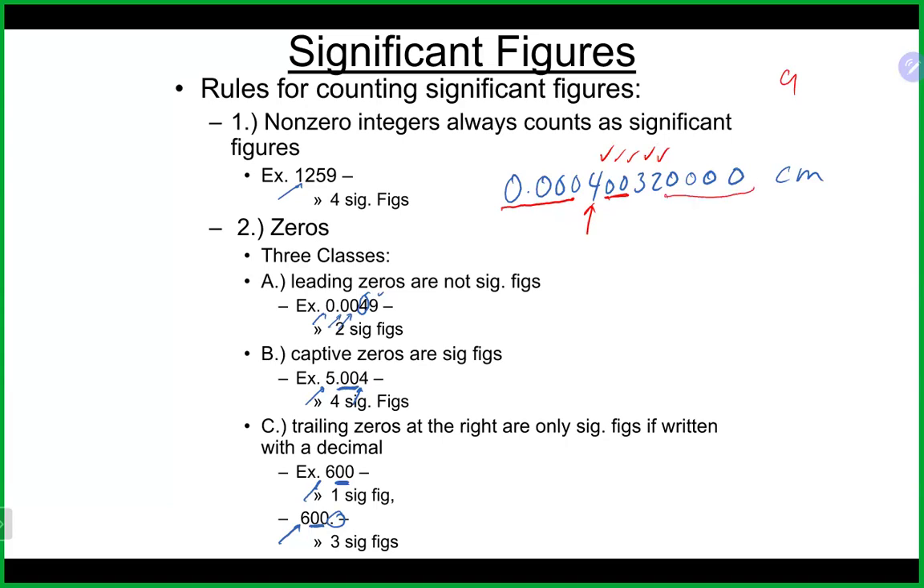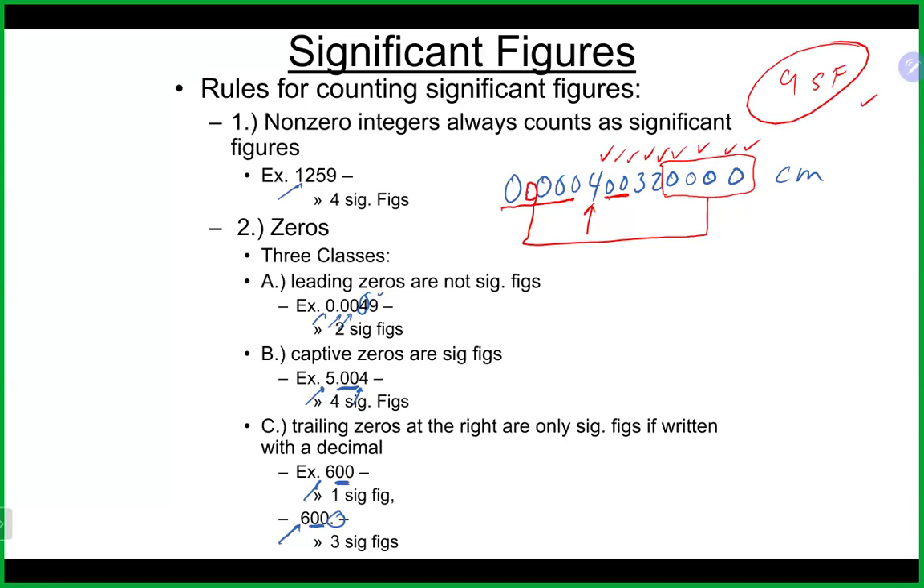That now brings us to the 4-pack of zeros at the end. Are they significant? The answer is actually yes, because way over here, there is a decimal point in that number. So the decimal point does not have to be right next to those zeros to make them significant. The decimal point just needs to be written somewhere in the number, and then all the zeros at the end are significant. So all these would be significant: 1, 2, 3, 4, 5, 6, 7, 8, 9 significant figures. Correct.